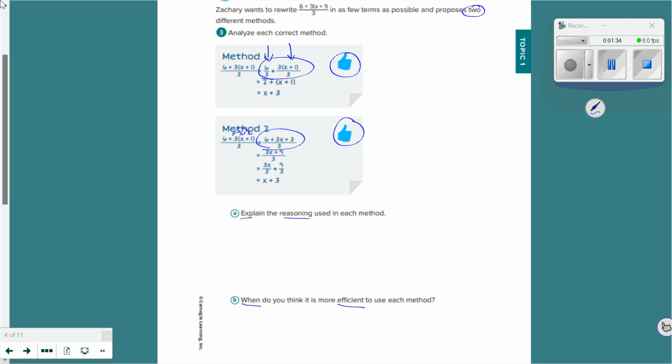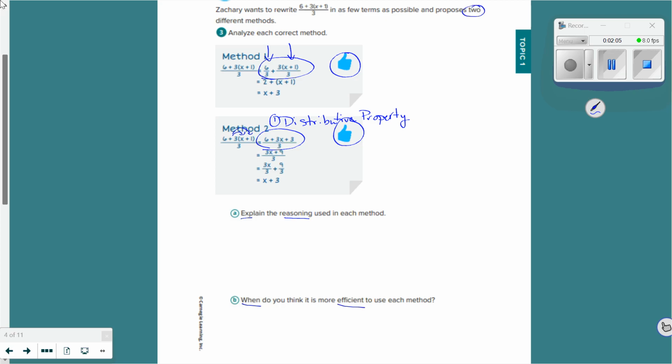What do we call that? The distributive property. Good job. The first thing he did was use the distributive property. So he distributed that 3 out to each of the inside terms.